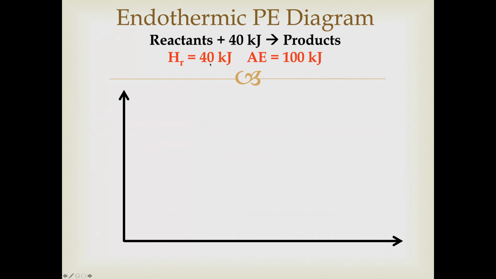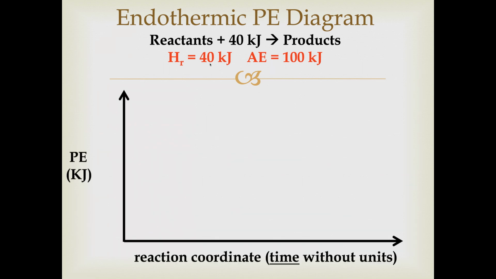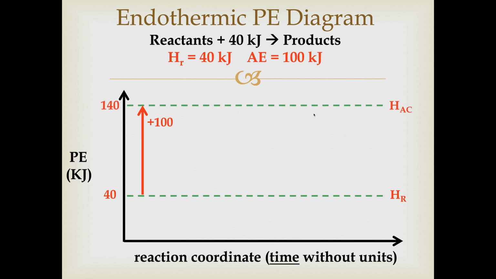Anyway, when we graph this, the reactants have 40 kilojoules of energy. Activation energy is 100 kilojoules. We have to add 100 extra kilojoules, activation energy, to break the old bonds. Now, if we only added 50 kilojoules of energy, the molecules would collide with each other harder, but not hard enough to break the old bonds. We need at least 100 kilojoules. We have to bring the total energy up to 140 kilojoules before all the bonds break. When the bonds break, then new bonds will form.